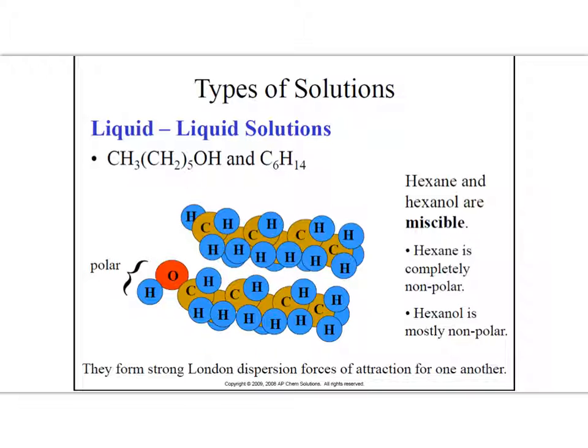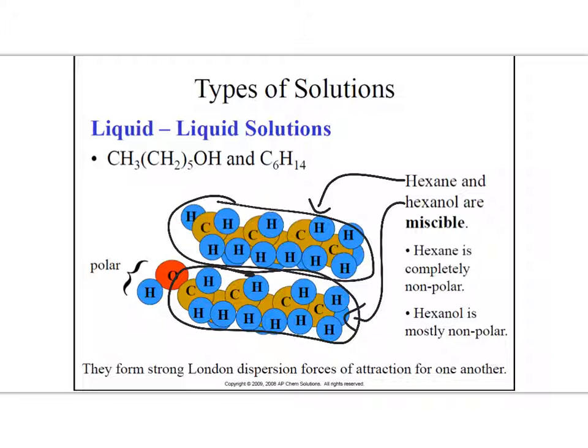Okay, now we have a liquid-liquid solution that is slightly different. In this case, water is not the solvent, right? Let's just say we're mixing hexane and hexanol. And if you notice, they have these nice, long, nonpolar areas, right? And that means this: as they mix together, London dispersion forces can attract them to each other. So in this case, hexane and hexanol are miscible, because they have these long nonpolar sections that can link together. All right.